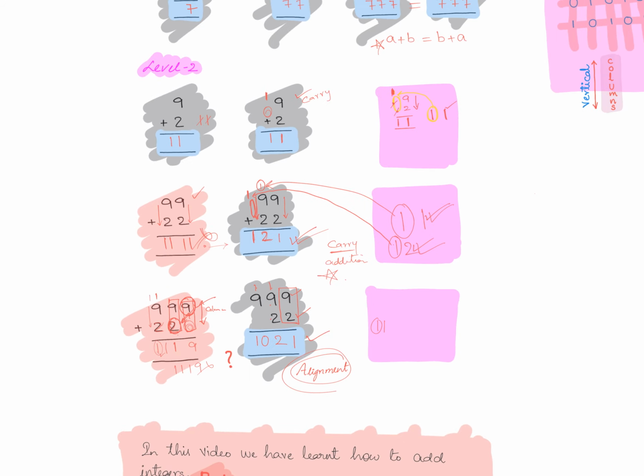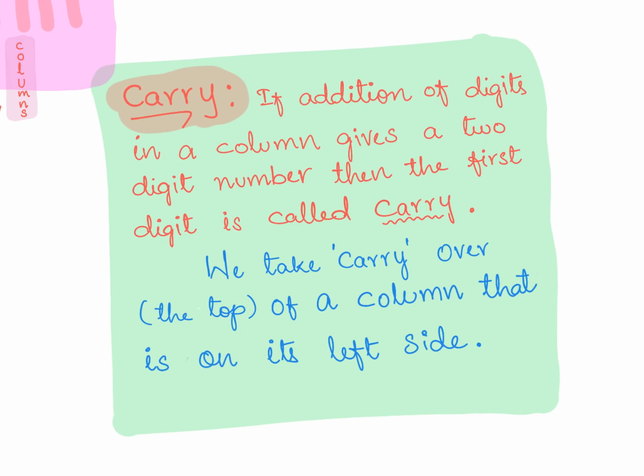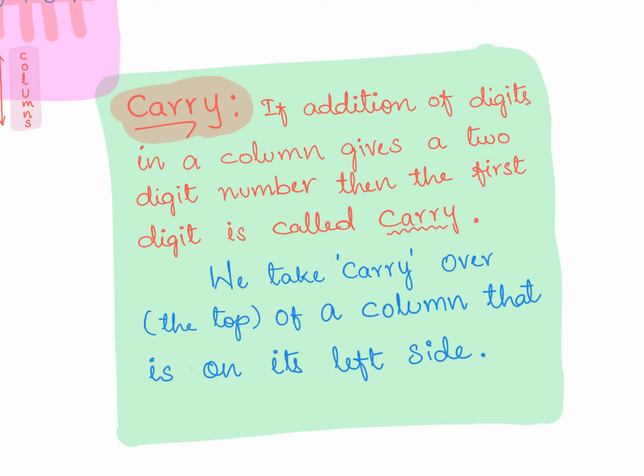The first thing we have learned is about rows and columns. The horizontal categorization is called rows, and the vertical categorization of digits is considered as columns. Rows and columns, right? The other topic that we have learned is carry. So what is carry? If addition of digits in a column gives a 2-digit number, then the first digit is called carry. So what do we do with carry? We take that carry over the top of the column that is on its left side.